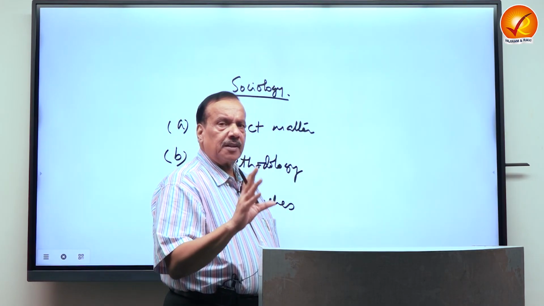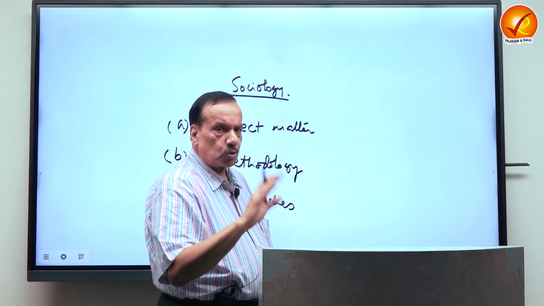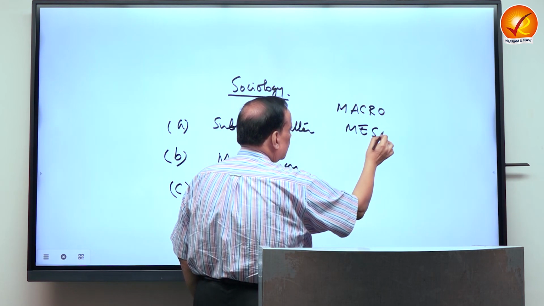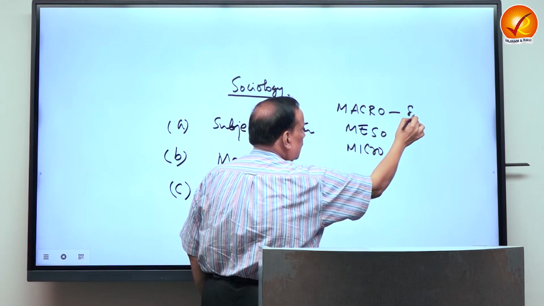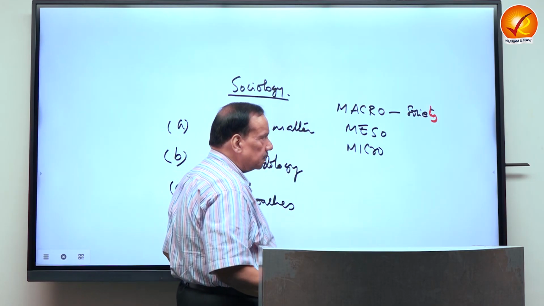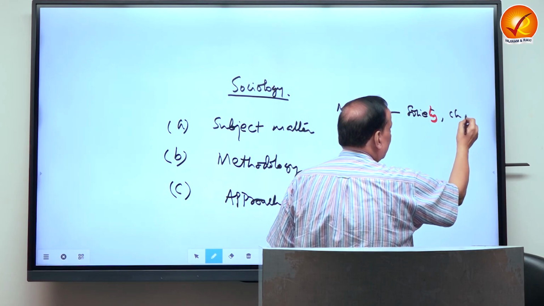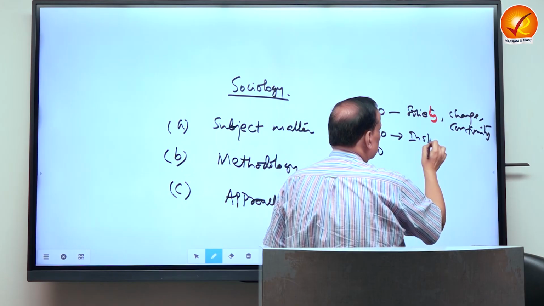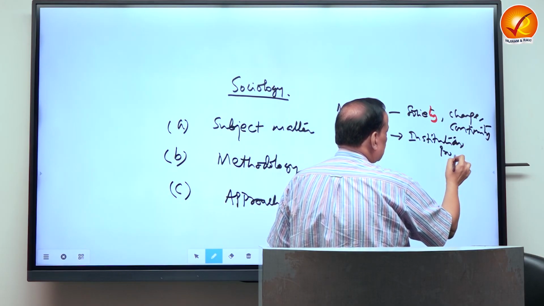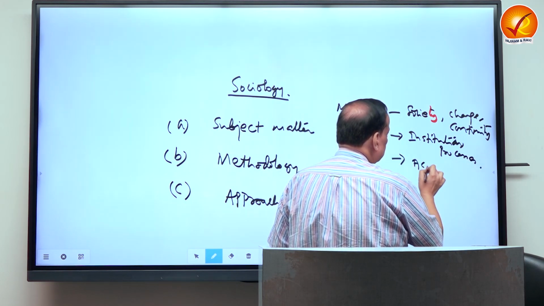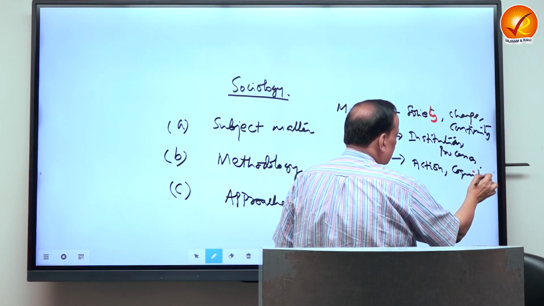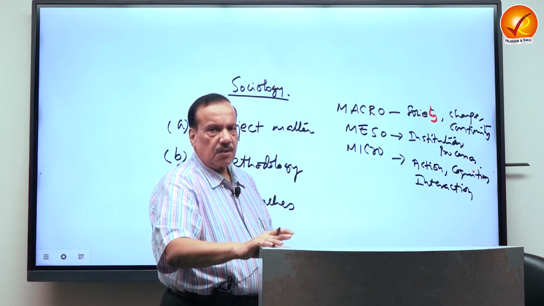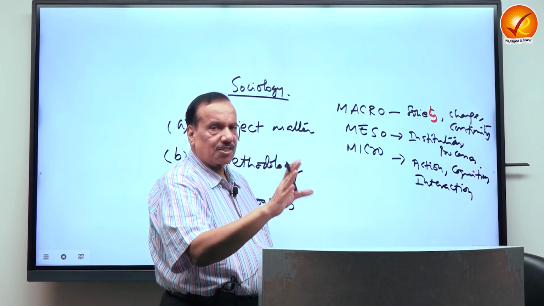there is no unanimity of agreement among the sociologists pertaining to the subject matter of sociology. You have different kinds of sociology: macro, meso, micro. Macro sociology gives importance to the study of society, social change, continuity. Meso sociology gives importance to institutions, social processes. Micro sociology gives importance to action, cognition, interaction. So, therefore, the subject matter of sociology is not fixed the way the subject matter of other social sciences, natural sciences, is.